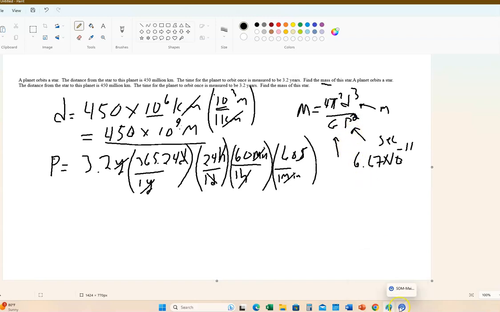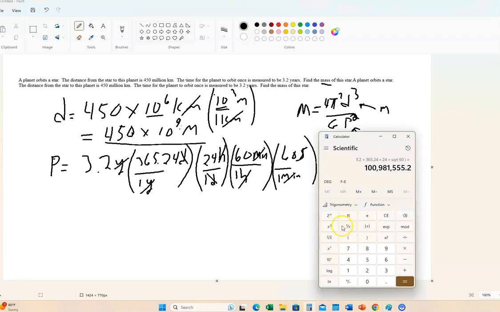All right, so I know that the p is going to be squared, so let's go ahead and square it. It's 100 million seconds. That's what 3.2 years is. I'm going to square it because I know I'm going to need that a little bit later. So, squared.